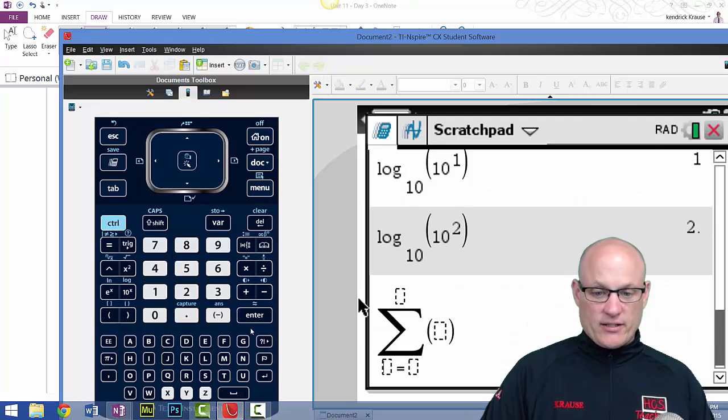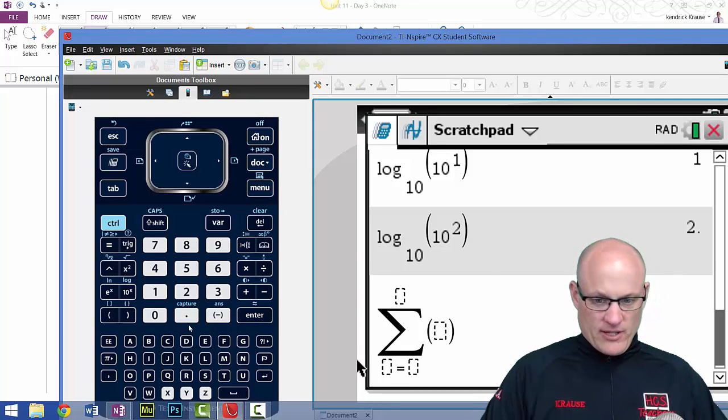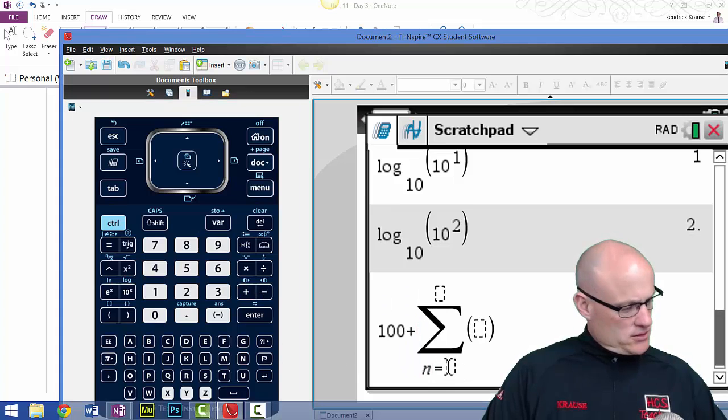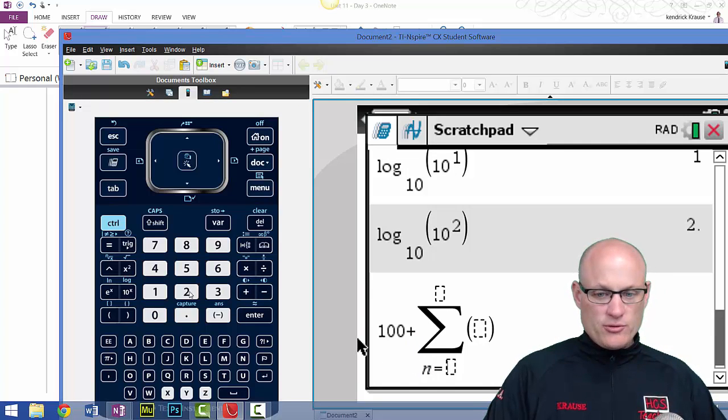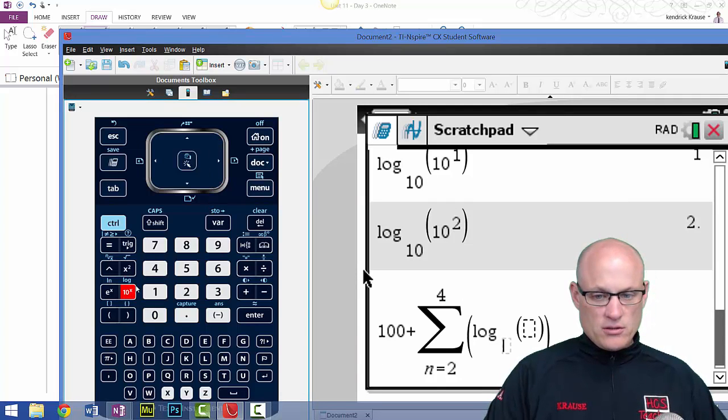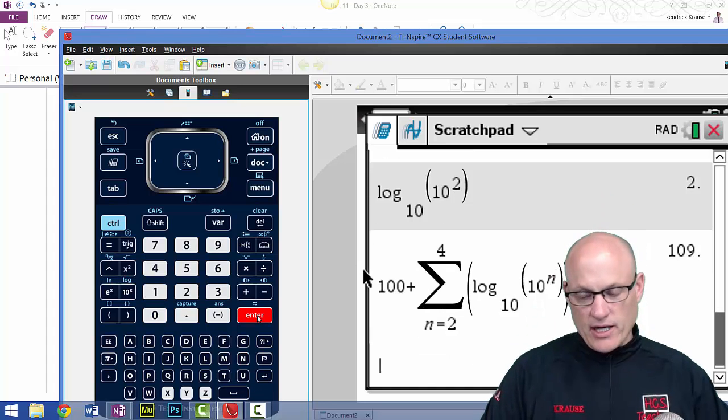How long does this take? I forgot the 100, of course. 100 plus. It's kind of important. And going to 2 to 4, 2 to 4 of log of 10 raised to the nth power. And I hit enter, and look at that, 109.